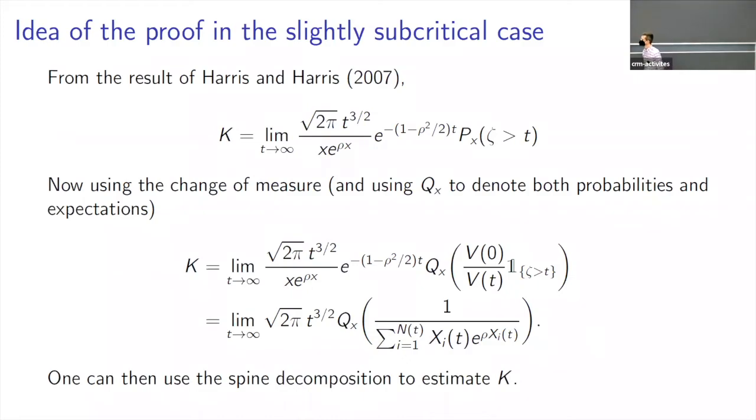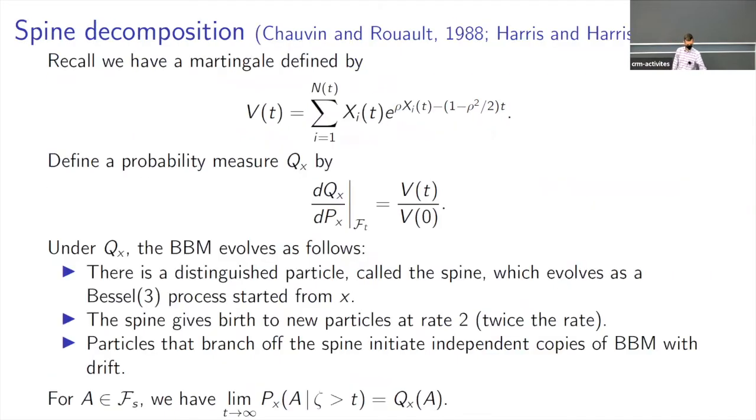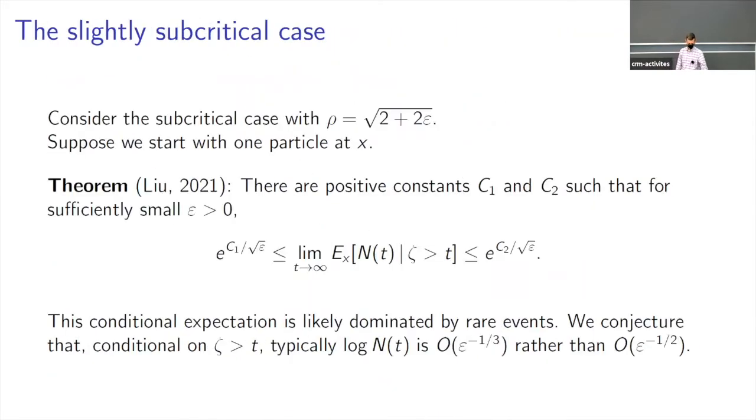I also had a question about the result quite near the end about the slightly subcritical case, where you said that you had this conjecture that log of N_t would be of order ε^(-1/3) rather than the other order. Is it possible for you to explain to us why you think that? Yeah, a little bit, although it's based partly on ideas that are going to be in the fourth lecture.